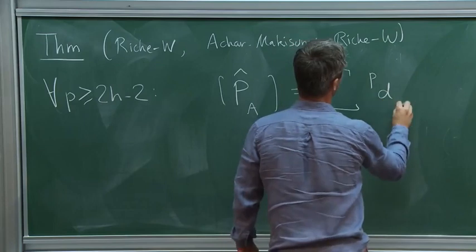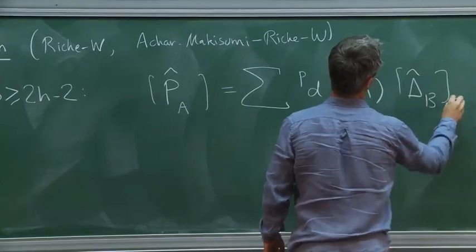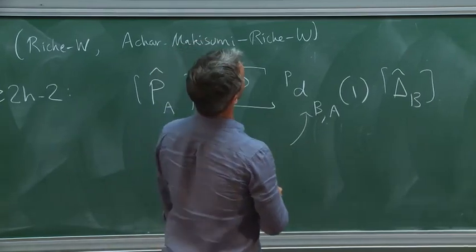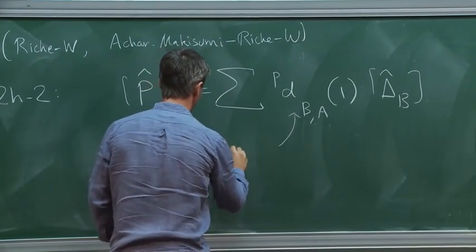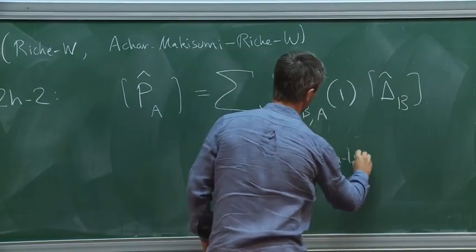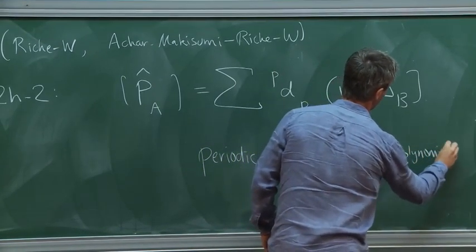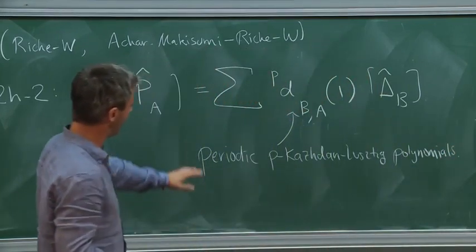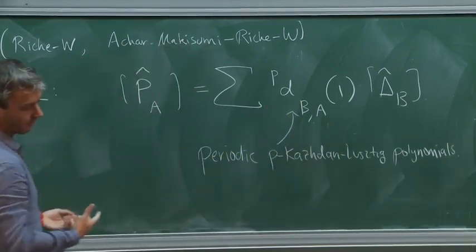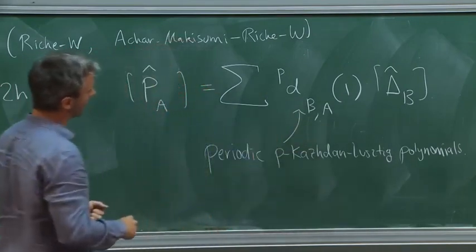This formula holds, and it looks almost the same. These are so-called periodic p-Kazhdan-Lusztig polynomials. I'll explain in more detail what these are in a second, but roughly speaking, Kazhdan-Lusztig polynomials are measuring the stalks of intersection cohomology complexes on the flag variety, and these are measuring the stalks of some objects called parity sheaves.